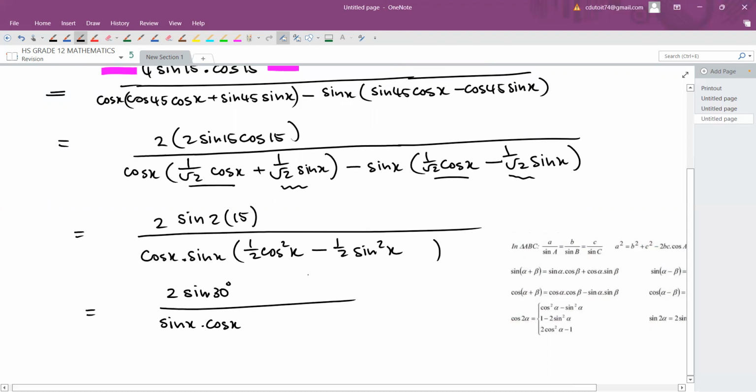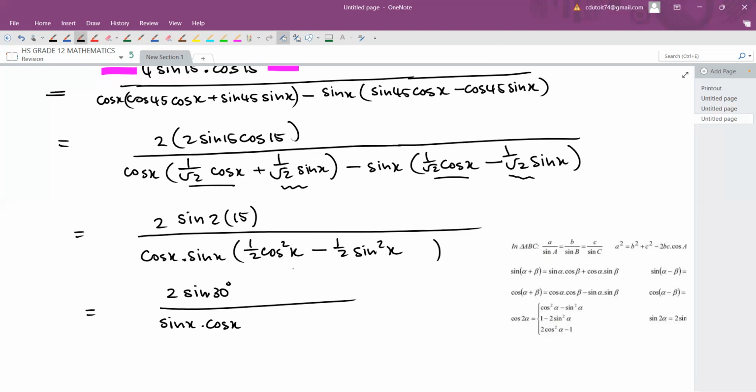I have a big problem there. I have a huge problem there. I have cos square minus sin square. That's not an identity. You see that? That is bad news. This is a difficult sum. This is a real difficult sum. Okay. Who can help me? This is a very difficult sum.